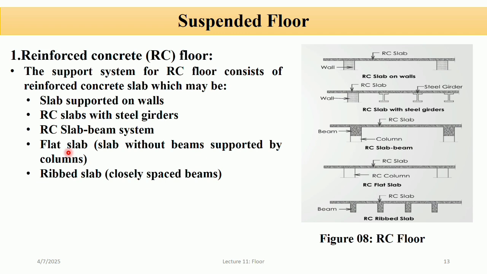Flat slab. In this, the slab rests directly on the columns without beams. You can see in this figure, it provides flexibility in room layout and reduces floor height, and it is common in commercial and office buildings. And the last one is the ribbed slab. In this, the slab has closely spaced ribs or small beams underneath. It reduces weight while maintaining strength and is ideal for long spans and architectural aesthetics.